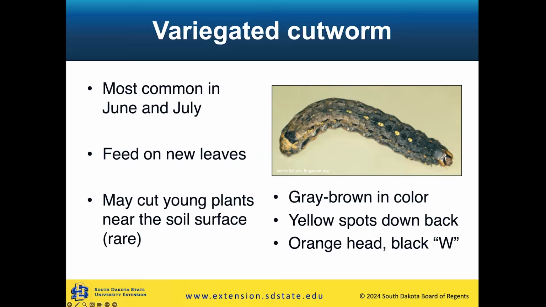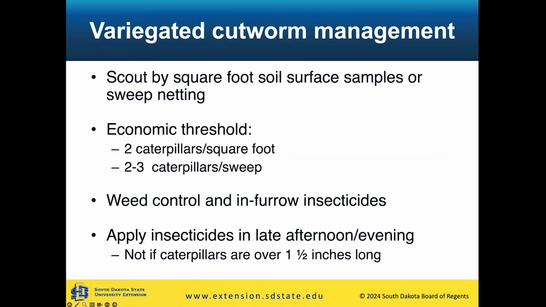And here's kind of what those caterpillars look like. A little bit different, obviously, than our army cutworms. Very similar management methods as well. Thresholds are very similar also. And you can use those insecticides as well. With these guys, and really any of those cutworms, if they're over 1.5 inches long, it's not recommended that you treat with an insecticide, because at that point they're large enough that they're going to be finished with their development anyway.